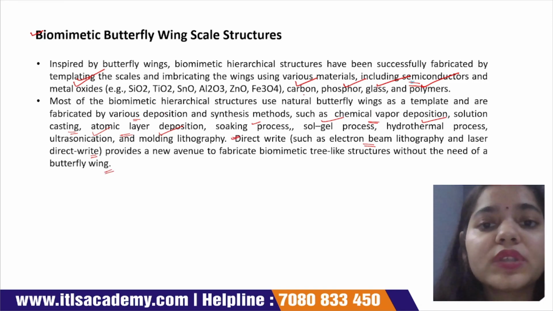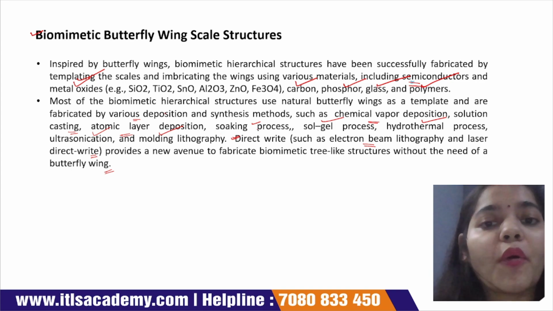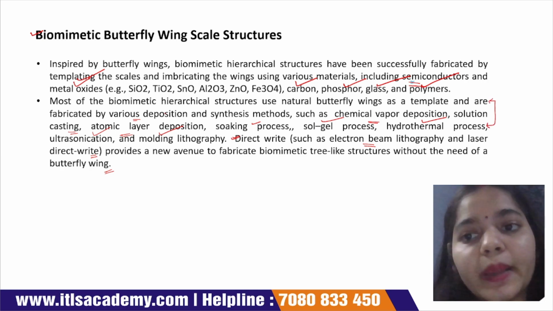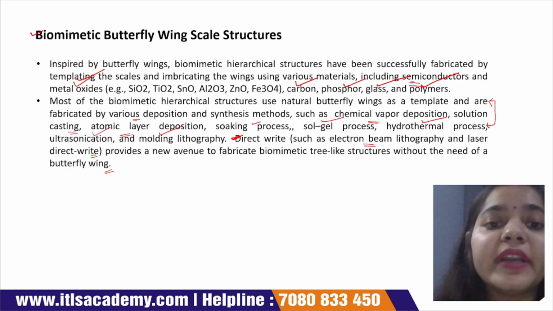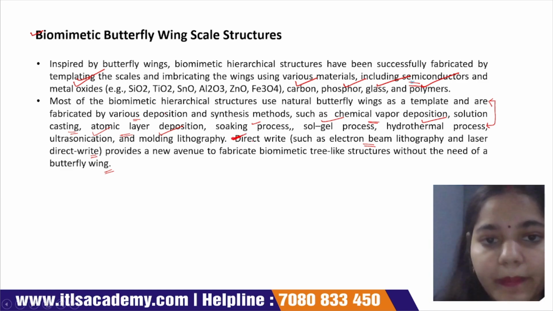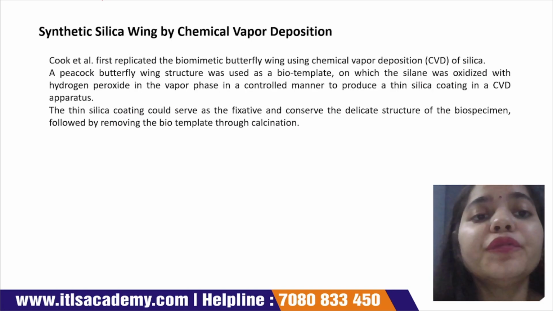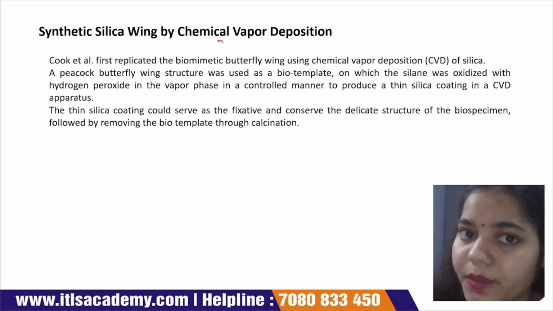But whenever we use chemical vapor deposition, solution casting, atomic layer deposition, or the soaking method, we require the natural butterfly wings as a bio template. But in the direct writing method, we do not require any natural butterfly wings as a bio template. Now we discuss the methods by which we design the biomimetic butterfly wings. First we discuss the chemical vapor deposition method.